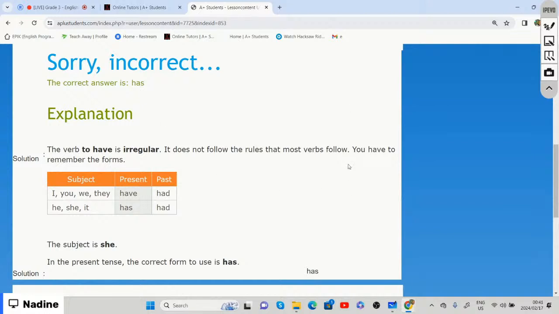All right. So the verb to have is irregular, right? And we said when it's irregular, then it does not follow any rules. So which means that you're just going to have to remember the form of that verb, right? And like I say, you're going to have to remember, do I use have in the present tense or has in the present tense, or do I use had, which is in the past tense?